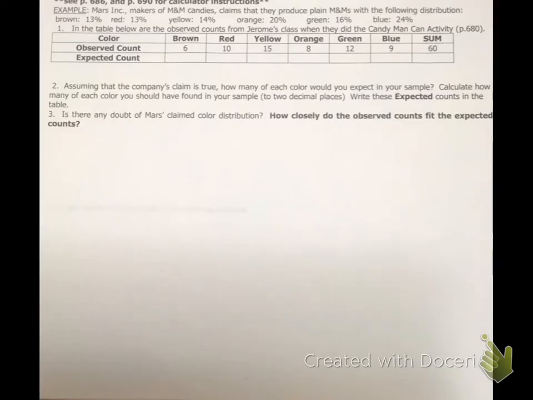All right, let's look at an example. Mars Inc., makers of M&M candies, claims that they produce plain M&Ms with the following distribution. Brown 13%, red 13%, yellow 14%, orange 20%, green 16%, and blue 24%. In the table below are the observed counts from Jerome's class when they did the Candyman Can activity. They took a random sample of 60 M&Ms, and wrote down how many were brown, red, yellow, orange, green, and blue.